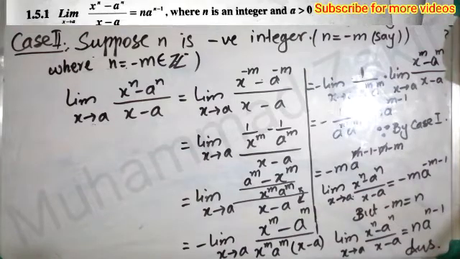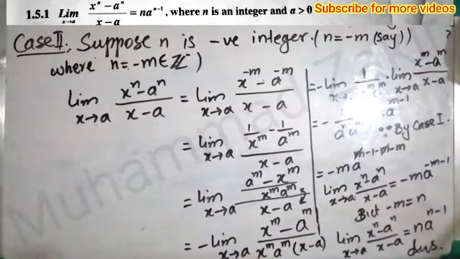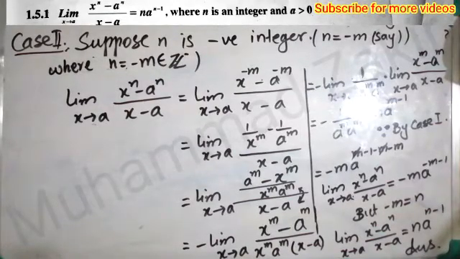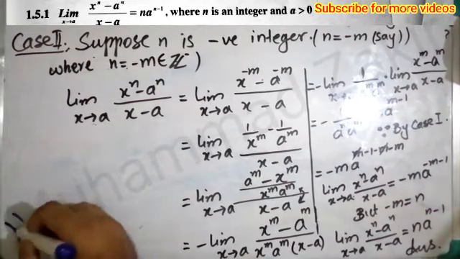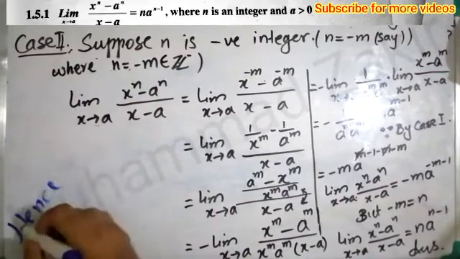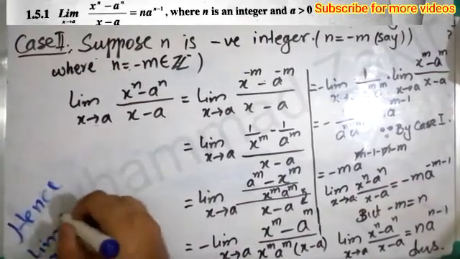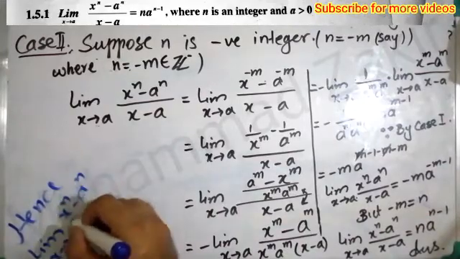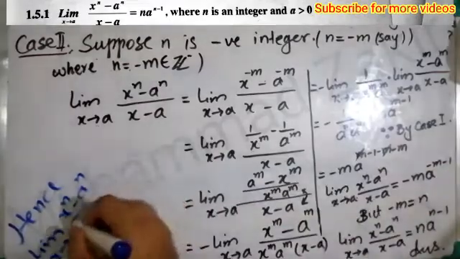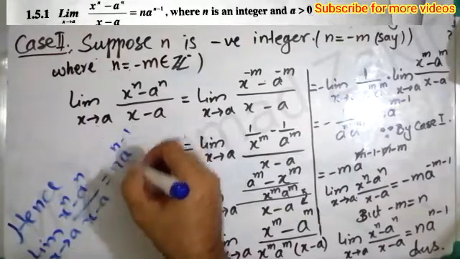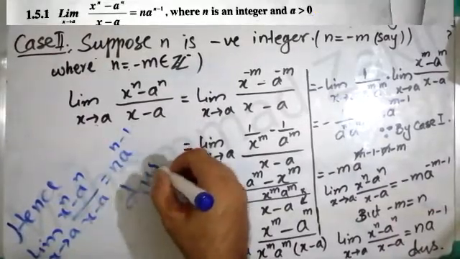And students, this was the proof of the theorem. You can turn over the page and see page 20. Hence we write the conclusion. Hence, in both cases, the limit x approaches a, xⁿ minus aⁿ by x minus a, the answer of this limit is n aⁿ⁻¹. This is the answer, the conclusion.